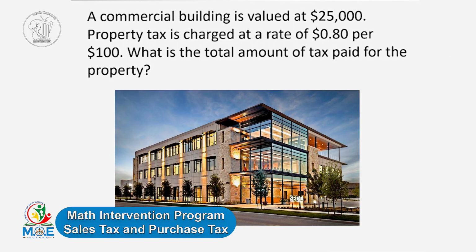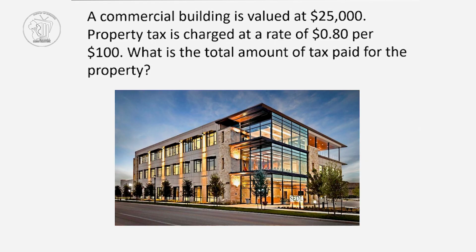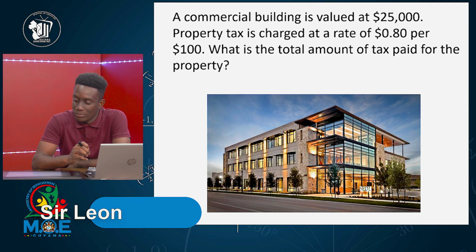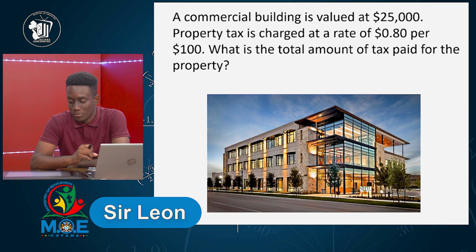This one says, a commercial building is valued at $25,000. Property tax is charged at a rate of $0.80 per $100, or we can say 80 cents per 100. So what is the total amount of tax paid for the property?